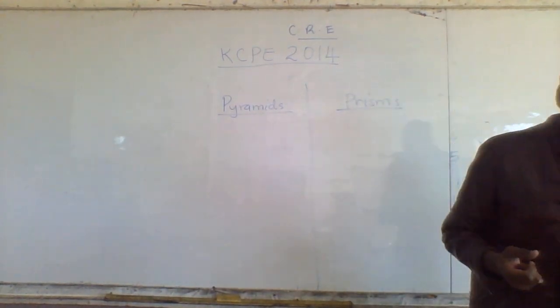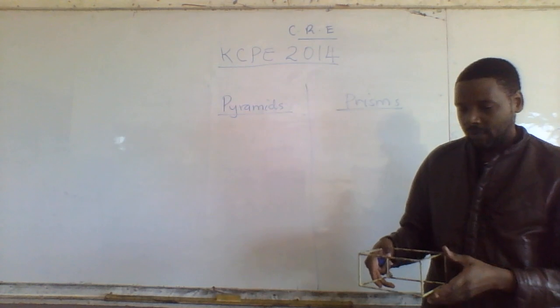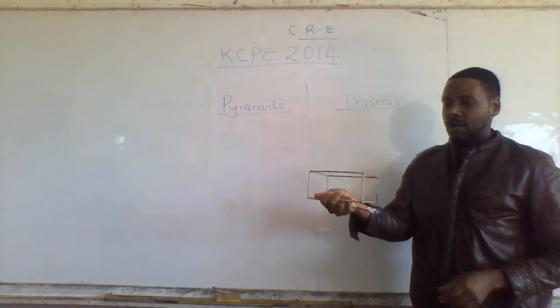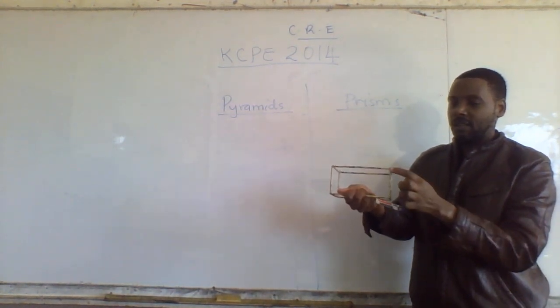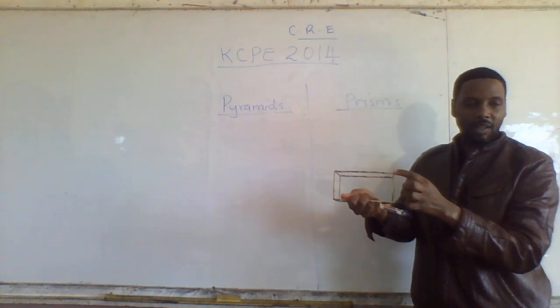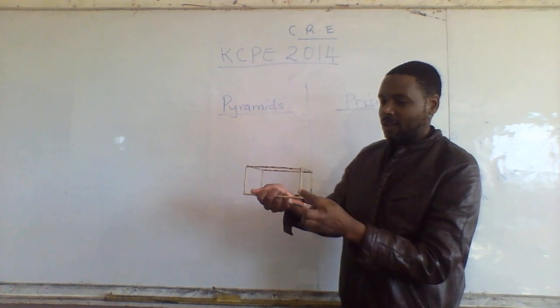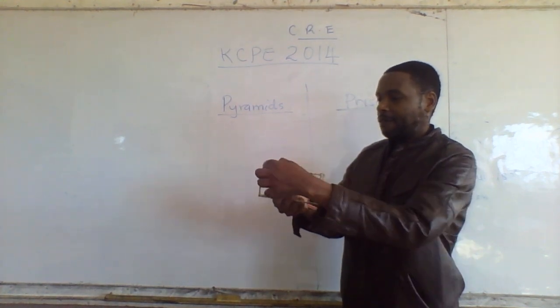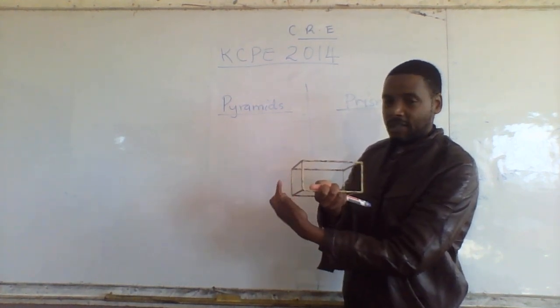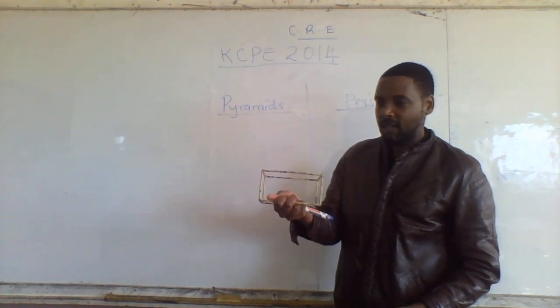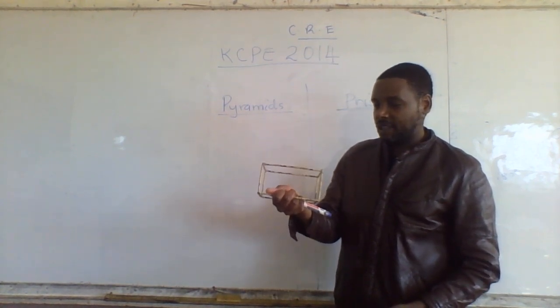Looking at this, very good. Looking at this one, look at this one. When I hold this one, these are called the V's, the corners, the vertices. The what? The vertices. Let's count the vertices, the V's. 1, 2, 3, 4, 5, 6, 7, 8. There are 8 V's or vertices, right?